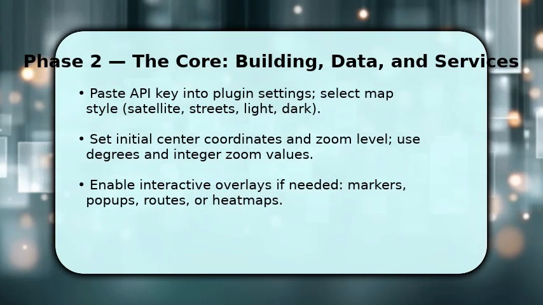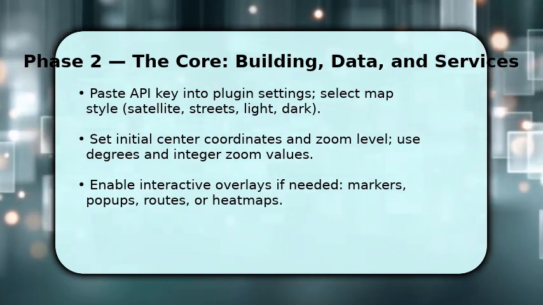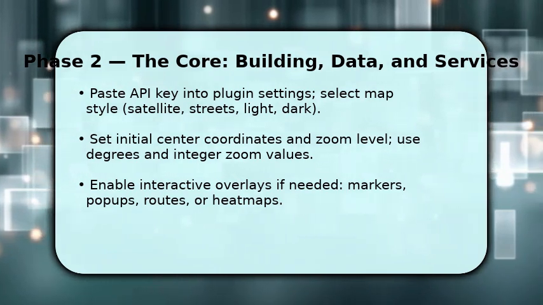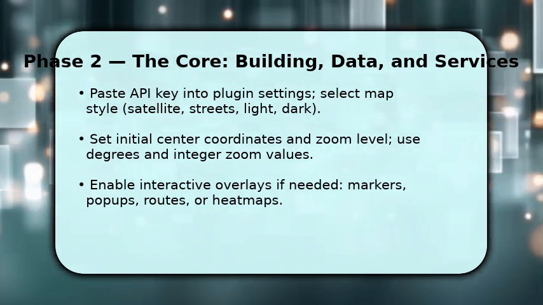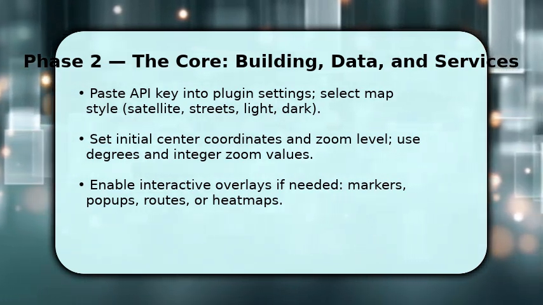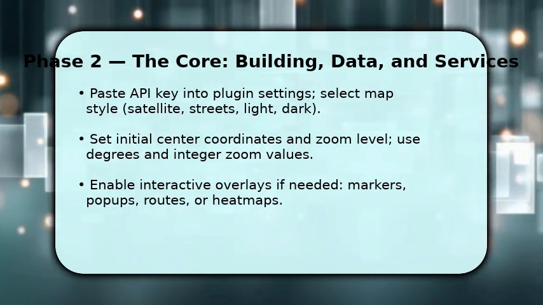Next, open the plugin and paste your API key into its settings. This authorizes live tiles and vector data. Choose a map style, satellite or streets, because style affects readability and file size. Then set the center coordinates and an integer zoom level so the map appears where you expect. After that, add overlays like markers or pop-ups. These are what make the map interactive.